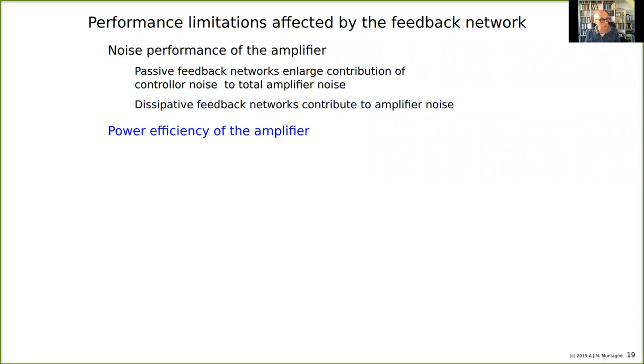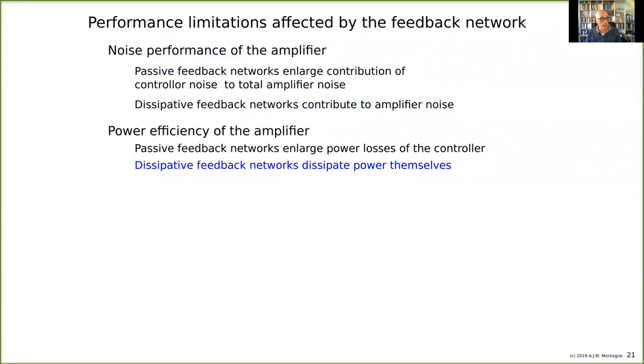So let's study the next one, the power efficiency. Well, it's more or less the same. We have seen that passive feedback networks require the controller to deliver more voltage or current. So they enlarge the power losses in the controller. And if those impedances have a dissipative part, so if they have a real part, then they dissipate power themselves, and this also contributes to the power inefficiency of the amplifier.